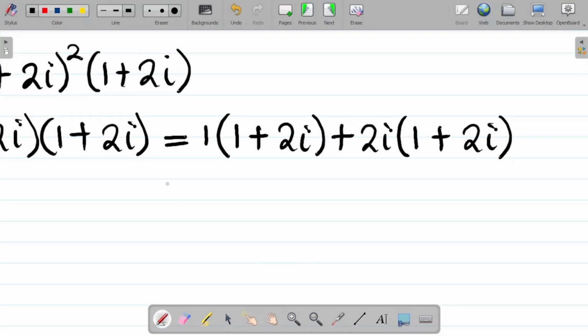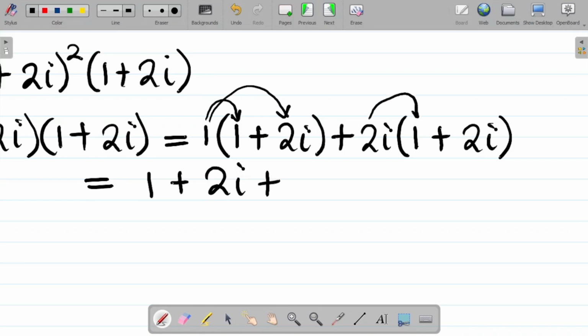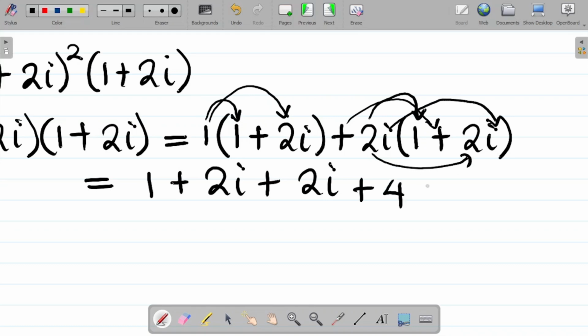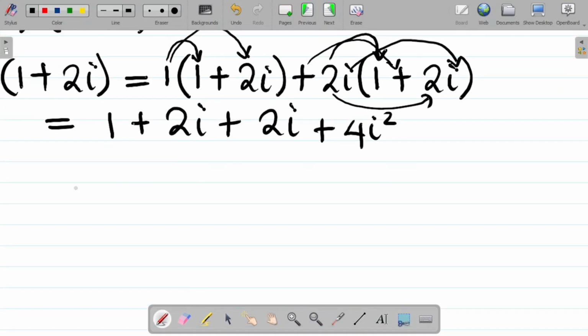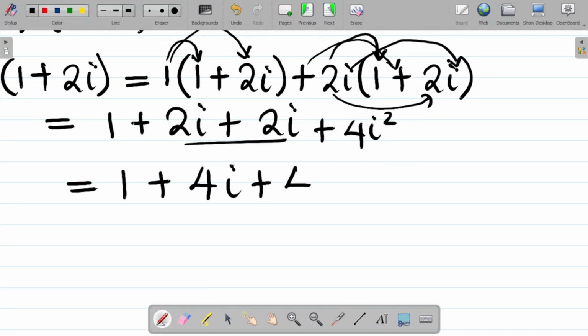If we work with this, you have 1 multiplying 1. 1 times 1 obviously is 1. So I have 1 plus, you have 1 times 2i, that gives you 2i, plus 2i times 1 gives you 2i, plus times plus gives you plus, 2 times 2 gives you 4, and i times i gives you i squared. So this is equal to 1 plus 2i plus 2i gives you 4i, plus you have 4 into i squared.